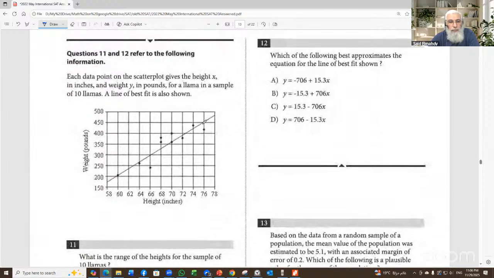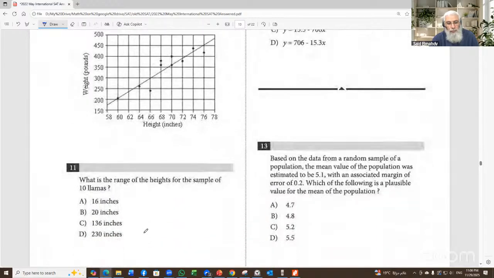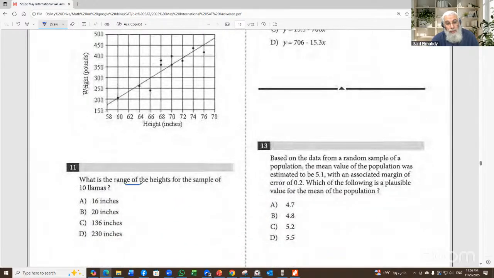Questions number 11 and 12 refer to the following information. Each data point on the scatter plot gives the height x in inches and weight y in pounds for a llama. In a sample of 10 llamas, the line of best fit is also shown. What is the range of the heights for the sample of 10 llamas? Range is the difference between greatest and least. So the greatest, in heights, is 76 and the smallest is 60. The difference between 76 and 60, subtract, is 16. So the answer is 16.